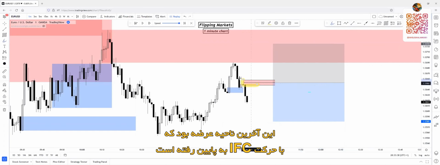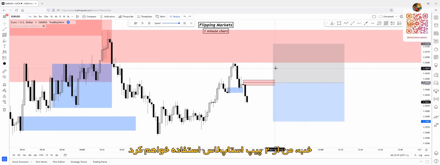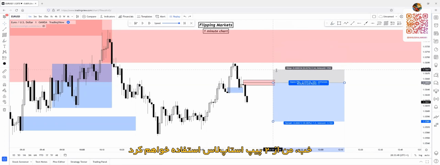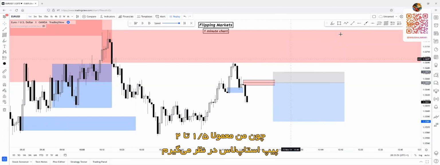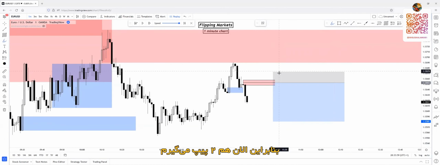So here's the last supply zone that created inefficient push to the downside. It broke through this demand zone, and I just set a sell limit on the 50% of this candle. So this is an equilibrium entry, right? Okay, I will use a 2 pip stop loss because, as I said, I normally use 1.5 or 2 pip stop loss, but 90% of the time I will use a 2 pip stop loss. So let's just keep it that way.